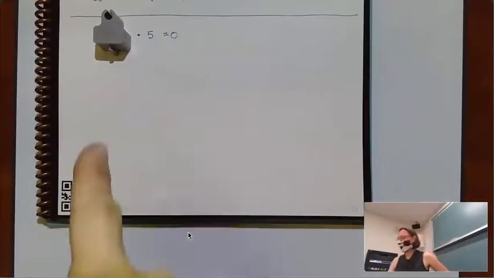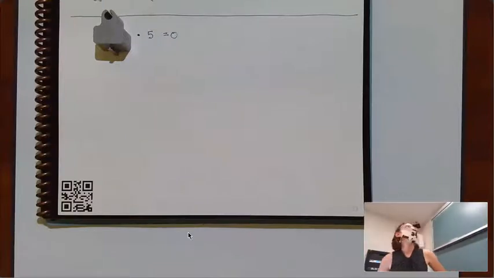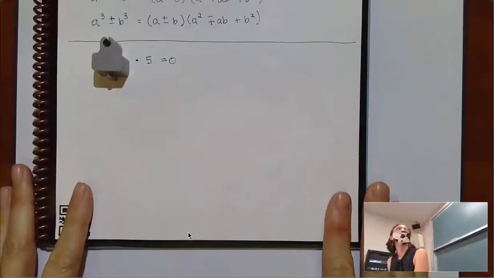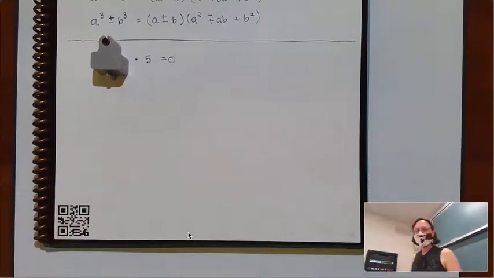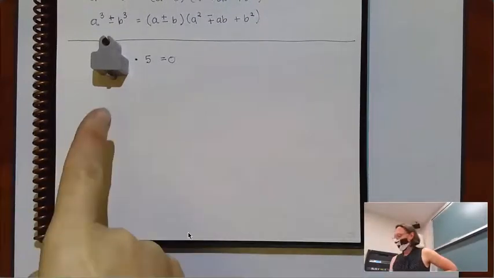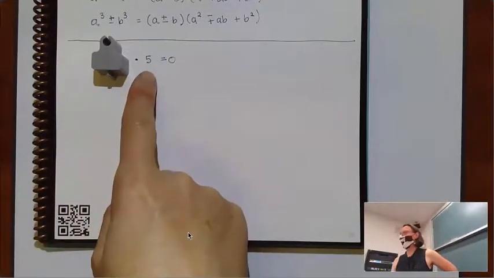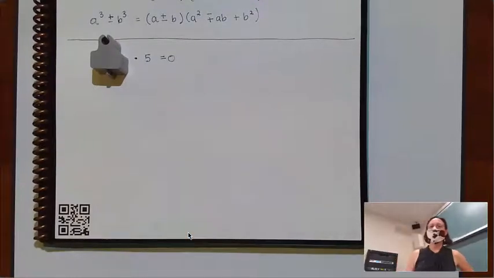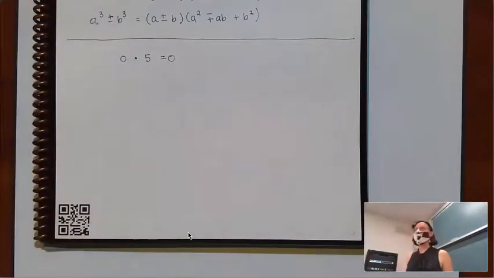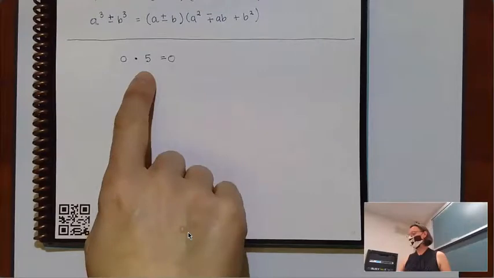Okay, I've got a number that's covered up right there. It'd be helpful if I actually had it on the screen. Good call. I've got a number that's covered up, and when you multiply it by 5, the answer you get is 0. What number did I cover up? There's no other number that works in there? It's not a trick question. It really is 0, right? The only thing that works if I've got 0 times 5 is 0.